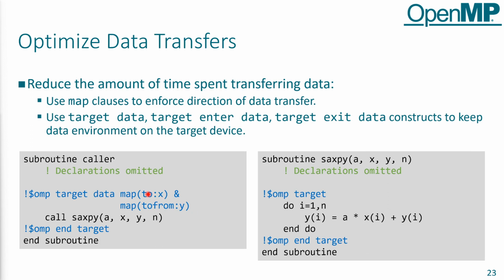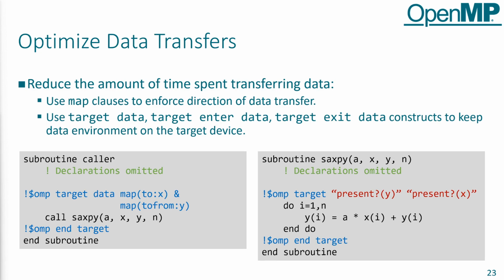But now the data environment lives from this opening directive until this directive, and inside the caller, the callee, the SexB function, the presence check for that target will determine that through that directive, X and Y have already been mapped, so this target directive will not transfer X and Y again.